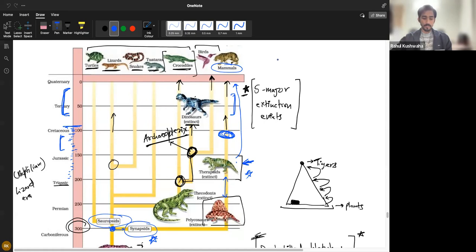This is what scientists now believe happened around 66 million years ago. The asteroid was 6 miles in diameter, and there is a crater which is estimated to be 180 kilometers in diameter. So 180 kilometers of diameter of a crater is a big crater, right? It's a huge crater.